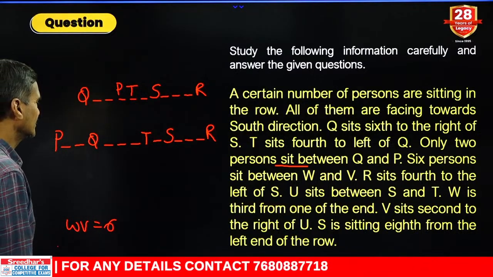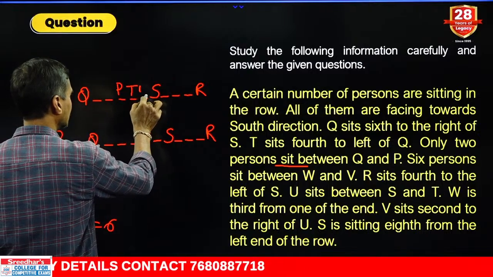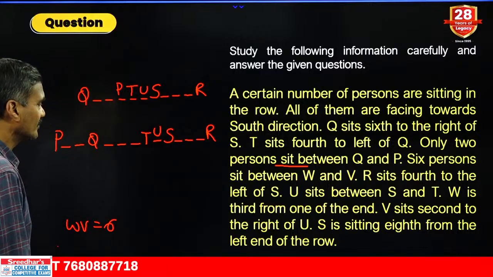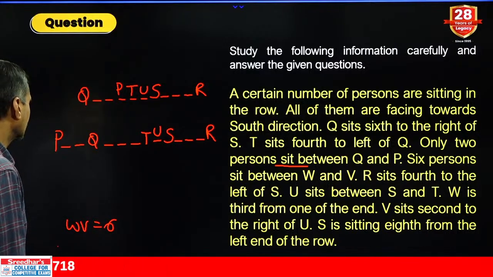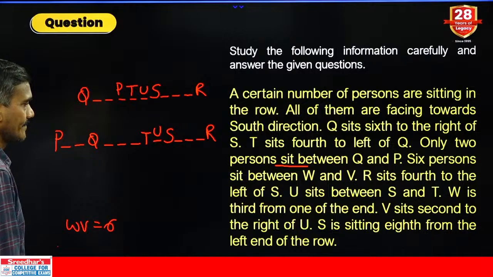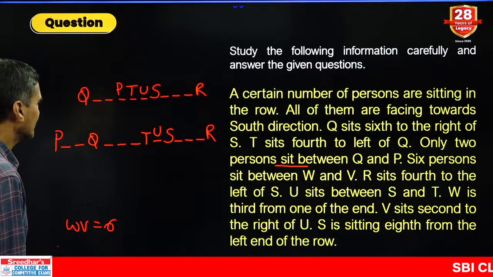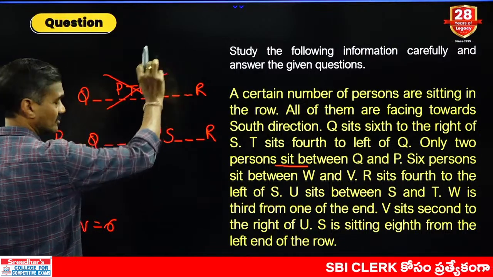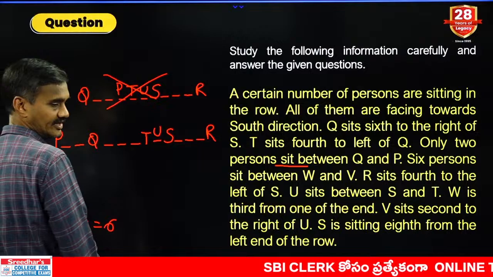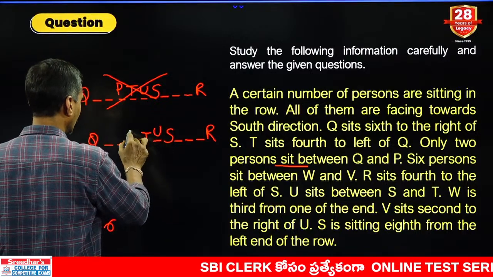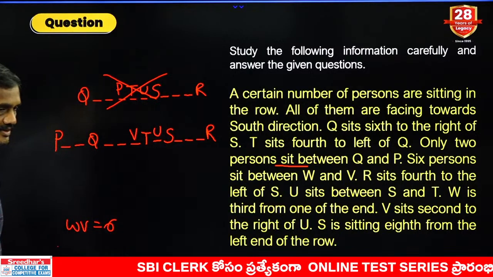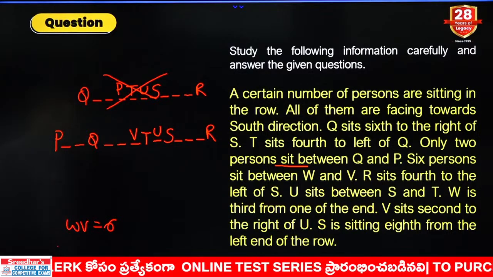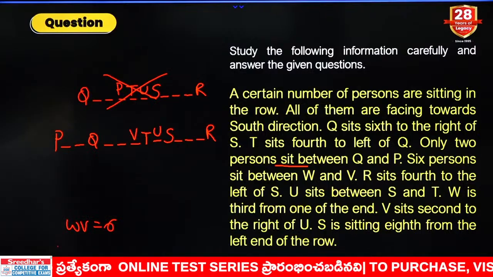U sits in between S and T. Now U is the person between S and T, and here also U is in between S and T. And W is third from one of the ends of the row. And next one, V is seated second to the right of U. Now in this case, V seated second to the right of U is not possible. This is ruled out. And V is seated second to the right of U. 1, 2, V is here. The next one, if V is seated, W and V, how many people are there? 6 people.